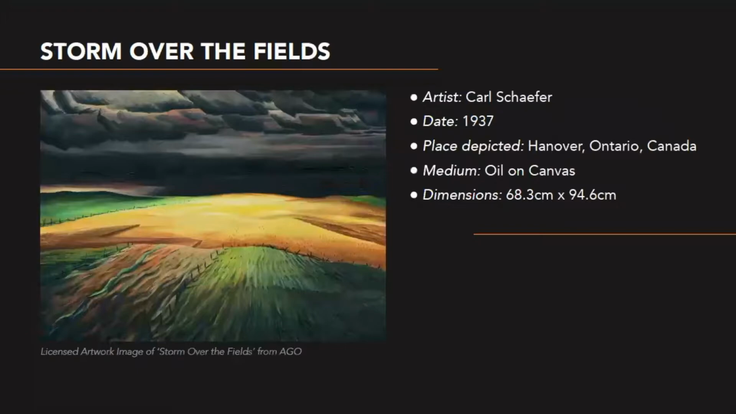The chosen artwork for translation is Storm Over the Field. It's a depiction of a field in Hanover, Ontario, Canada, painted in the year 1937. The medium of the painting is oil on canvas, and Scheafer later painted the same painting in watercolor on canvas. The dimensions are 68.3 cm in height and 94.6 cm in width. It is currently not on view in any museum.